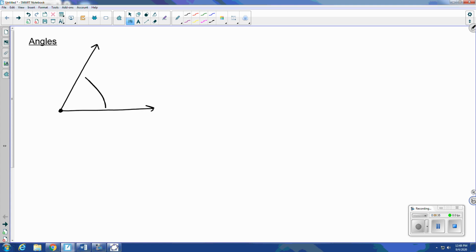So if we're trying to figure out how much I need to rotate to get to that point, that rotation, which is in degrees, and there's another way to measure an angle, but you can learn about that in another class. This equals the angle's measure. Okay?